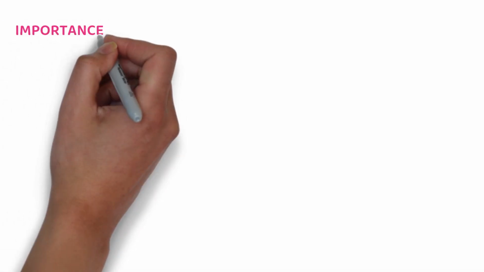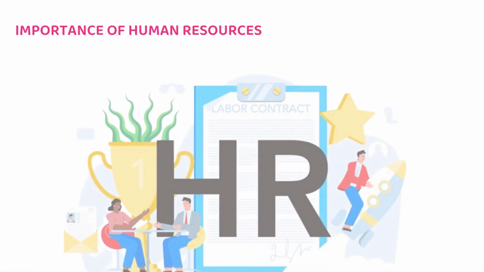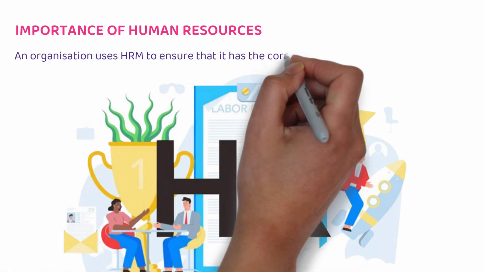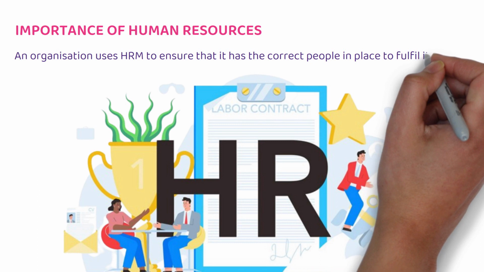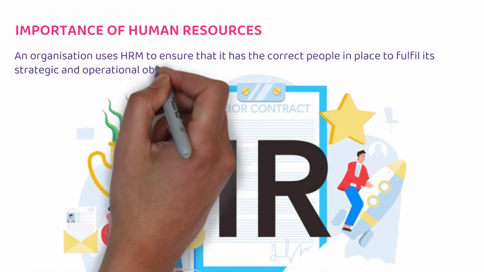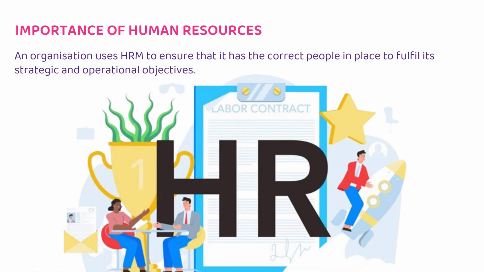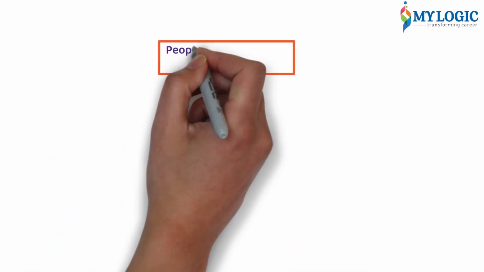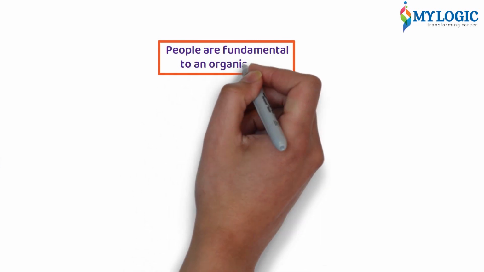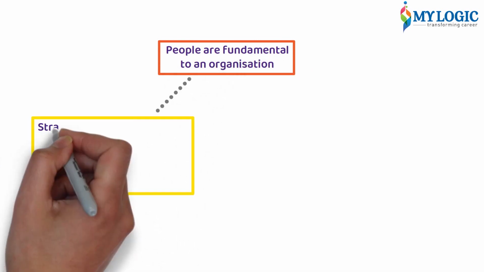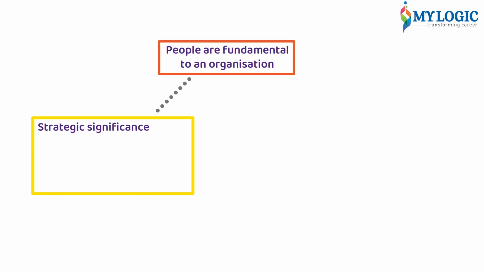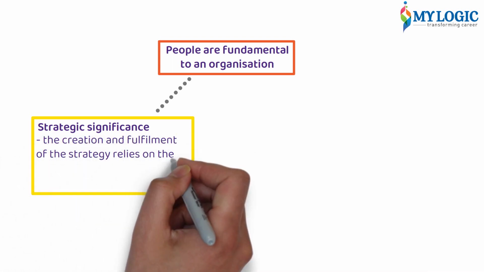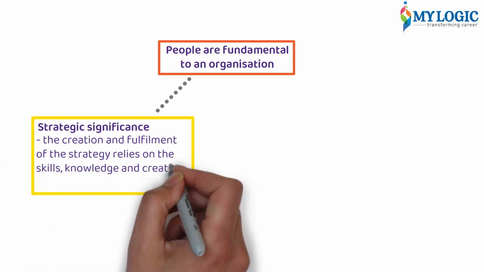Importance of human resources. An organization uses HRM to ensure that it has the correct people in place to fulfill its strategic and operational objectives. People are fundamental to an organization. Strategic significance: the creation and fulfillment of the strategy relies on the skills, knowledge, and creativity of the people.